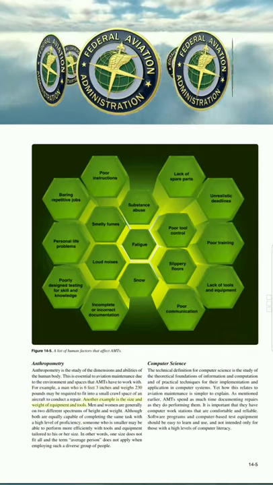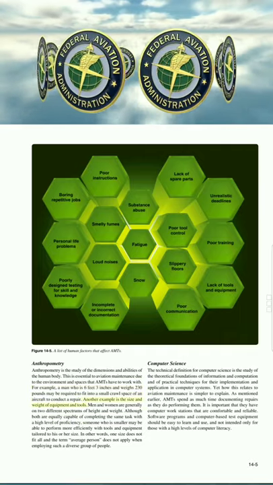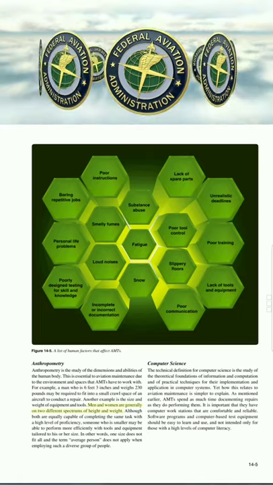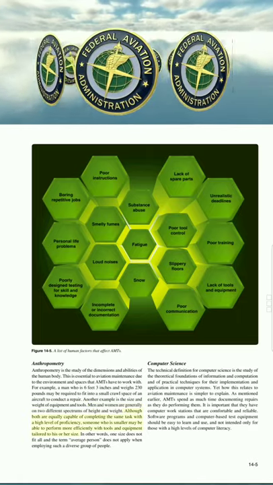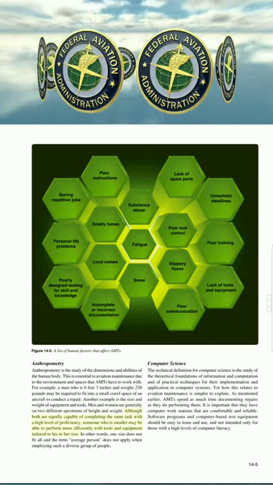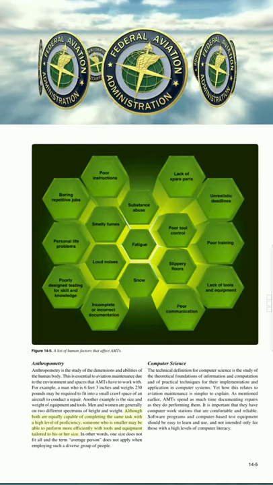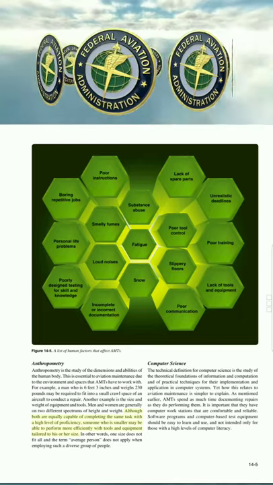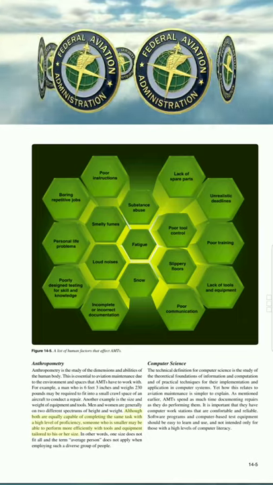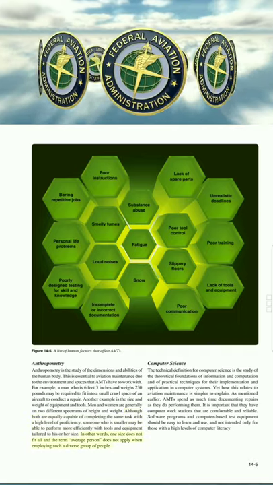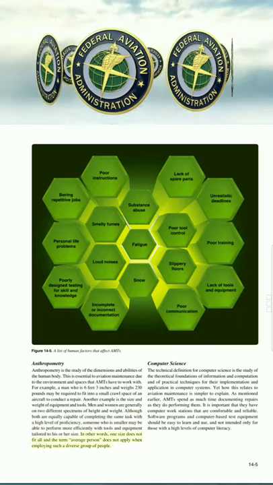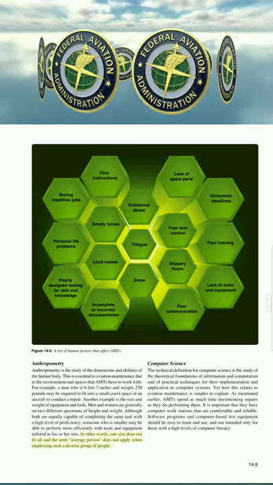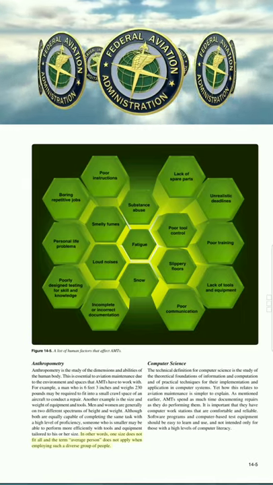Another example is the size and weight of equipment and tools. Men and women are generally on two different spectrums of height and weight. Although both are equally capable of completing the same task with a high level of proficiency, someone who is smaller may be able to perform more efficiently with tools and equipment tailored to his or her size. In other words, one size does not fit all, and the term average person does not apply when employing such a diverse group of people.